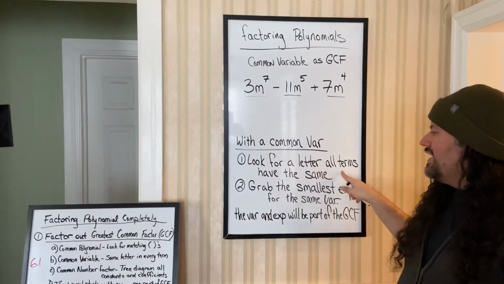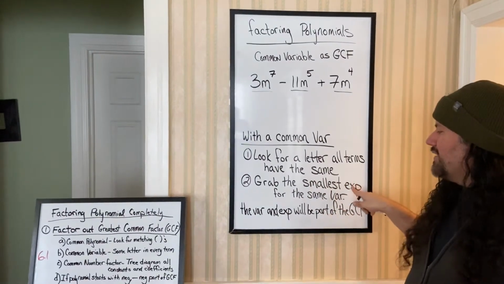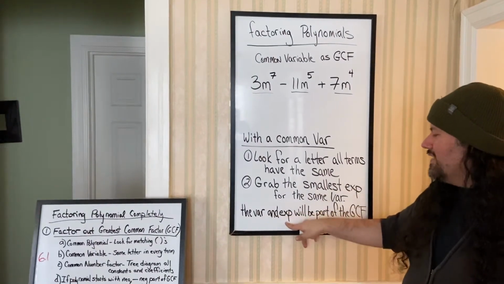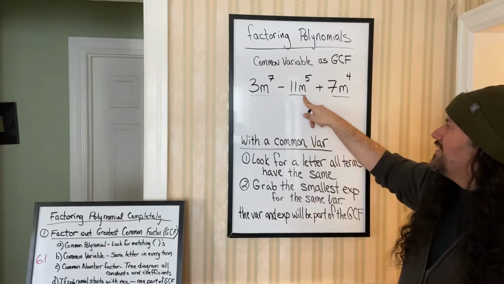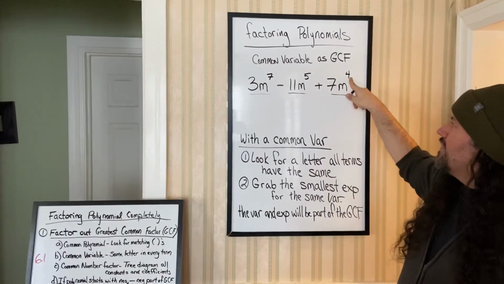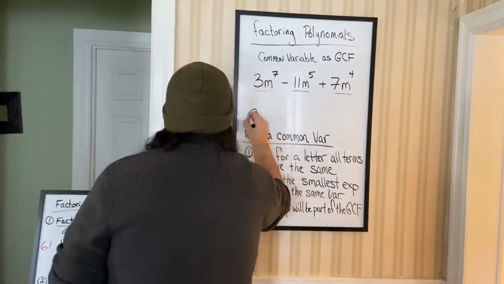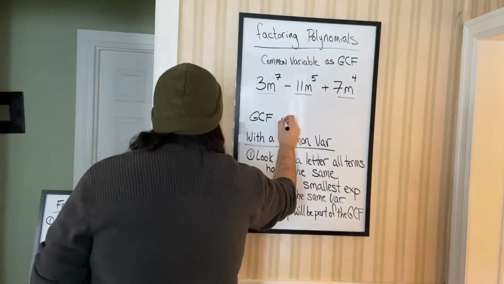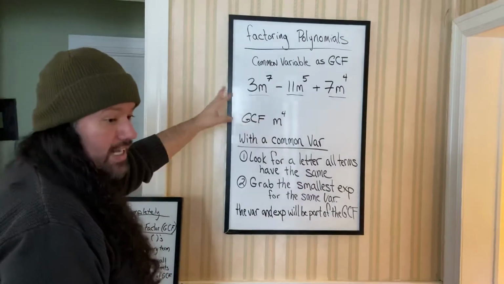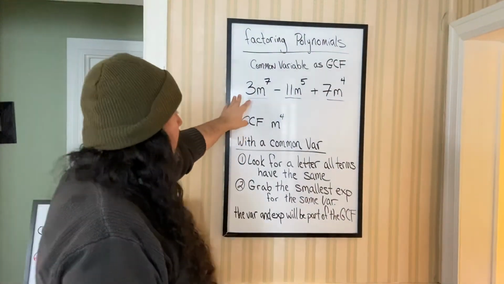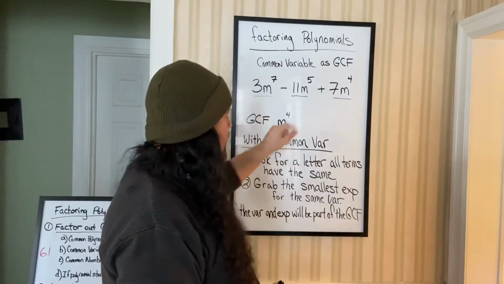Once we see that they have the same letter for all terms, then what we're going to do is grab the smallest exponent. The variable and the exponent will be part of the GCF. So notice here we have m to the 7th, m to the 5th, m to the 4th. So our smallest amount looks like m to the 4th. So I know my GCF is going to be m to the 4th. Now I created this problem so that they would not have anything else in common. You cannot factor 3, 11, or 7, so the only GCF is that matching letter and its exponent.